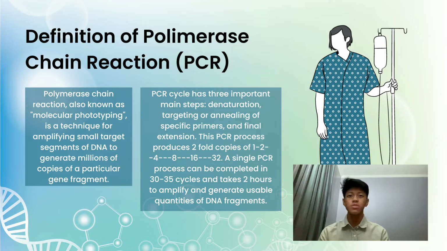This PCR process produces two-fold copies: 1 into 2 into 4 into 8 into 16 into 32 and so on. A single PCR process can be completed in 30 to 35 cycles and takes 2 hours to amplify and generate usable quantities of DNA fragments.